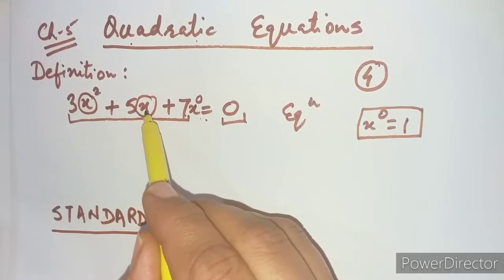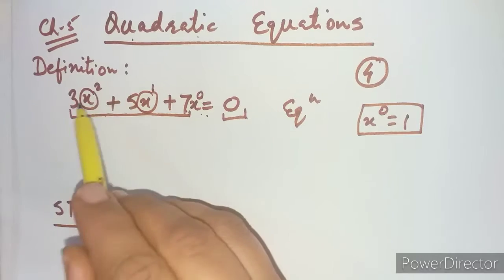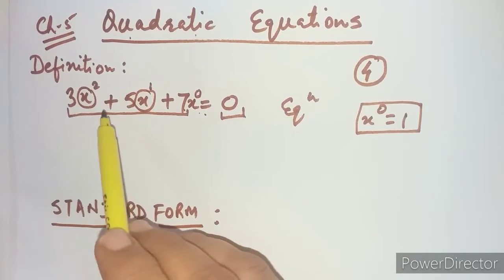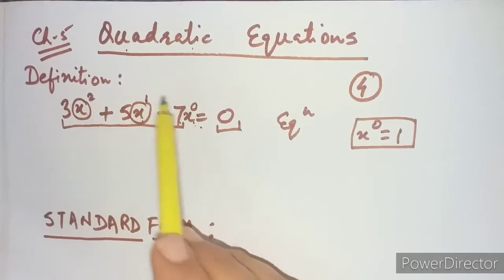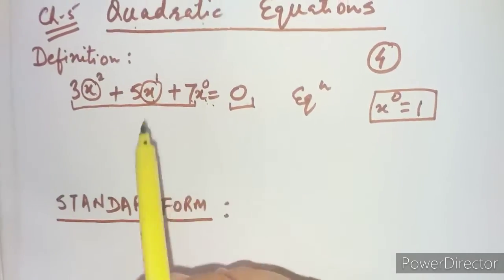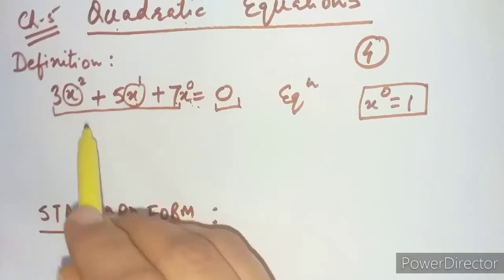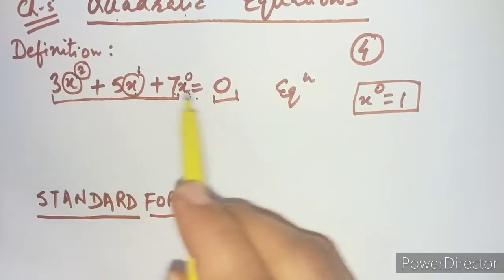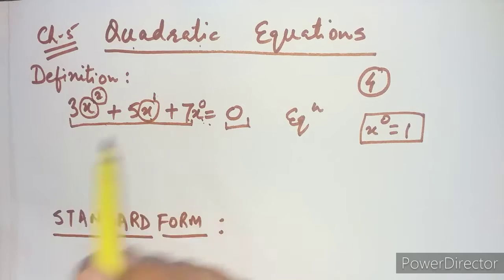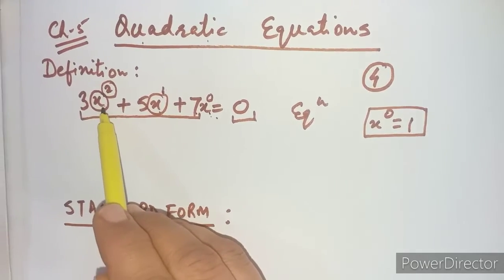What is the power of x here? This is with power 1 and this is with power 2. Now we have 3x squared here. All have got powers 2, 1, 0. Now out of all these powers, which one is the highest power? The highest power is this 2. It means this is an equation in which the highest power of the variable is 2.